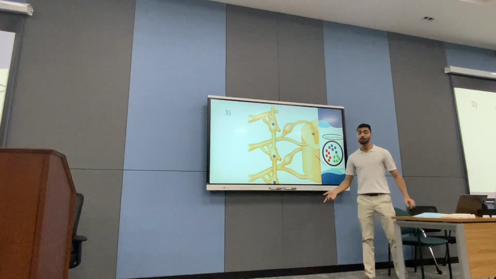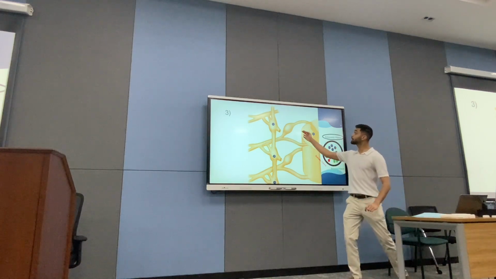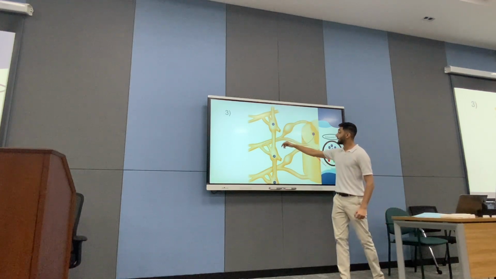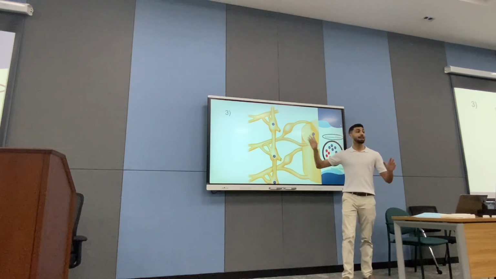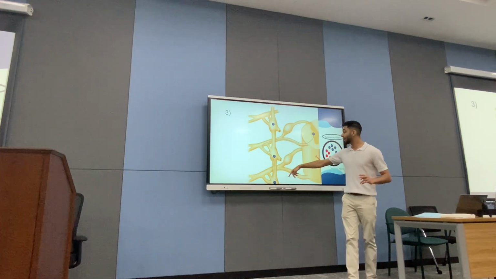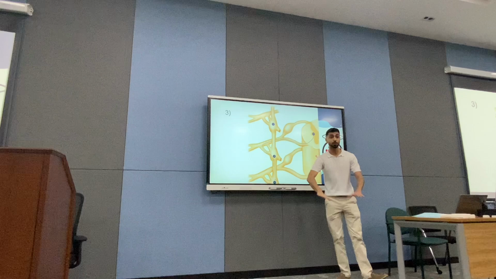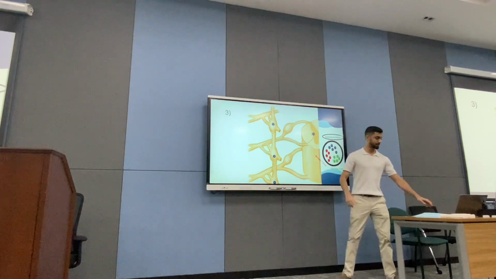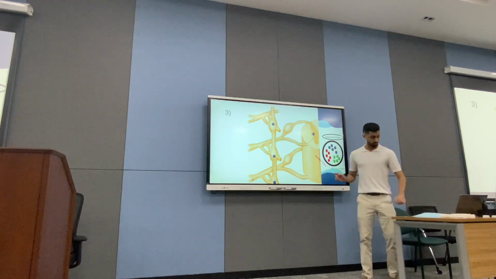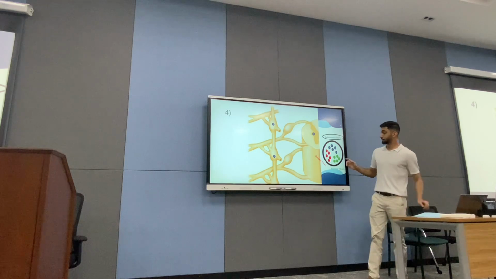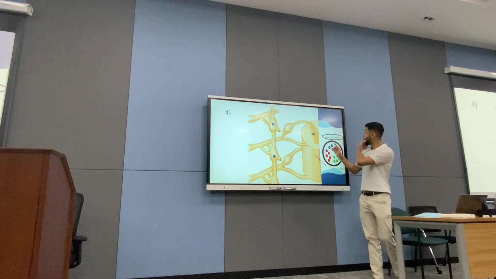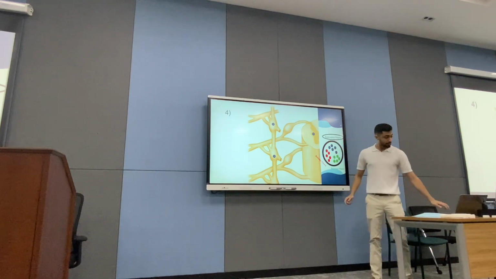This third scenario is the opposite. Instead of going up, it goes down. It doesn't synapse with the ganglia at the same level. It goes down and synapses at the ganglia below. Okay, this is the third scenario. The fourth scenario is a preganglionic neuron.